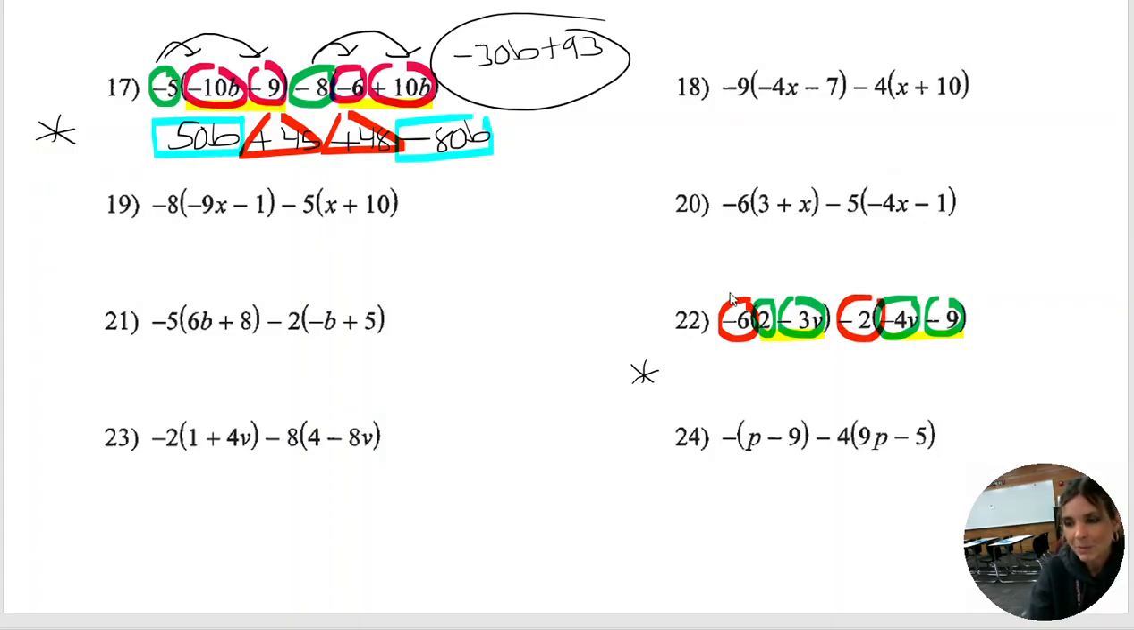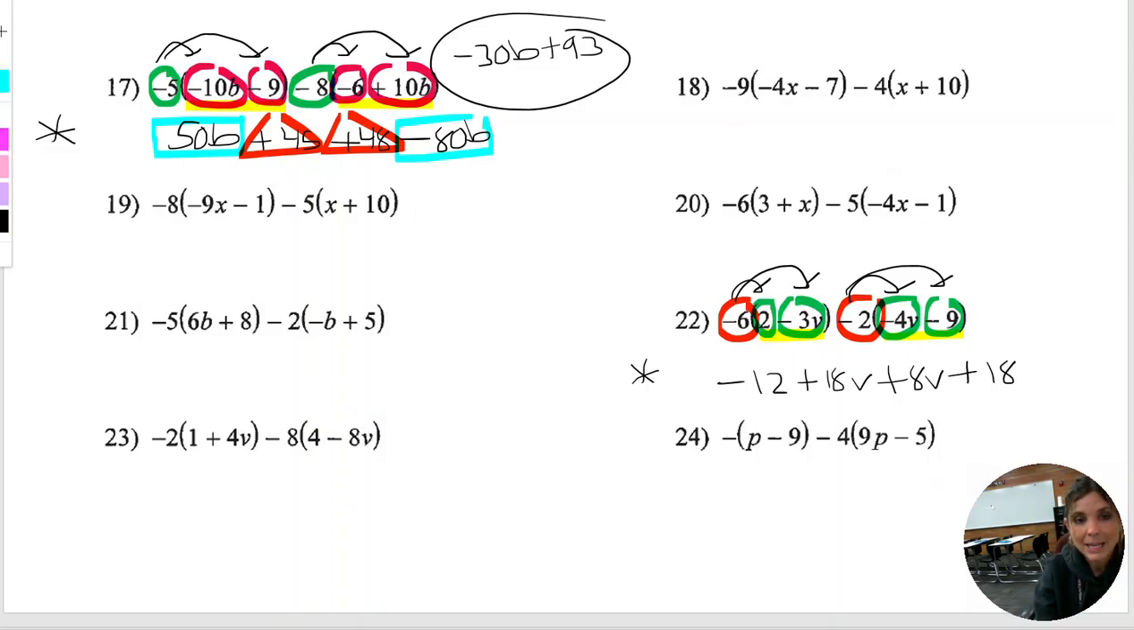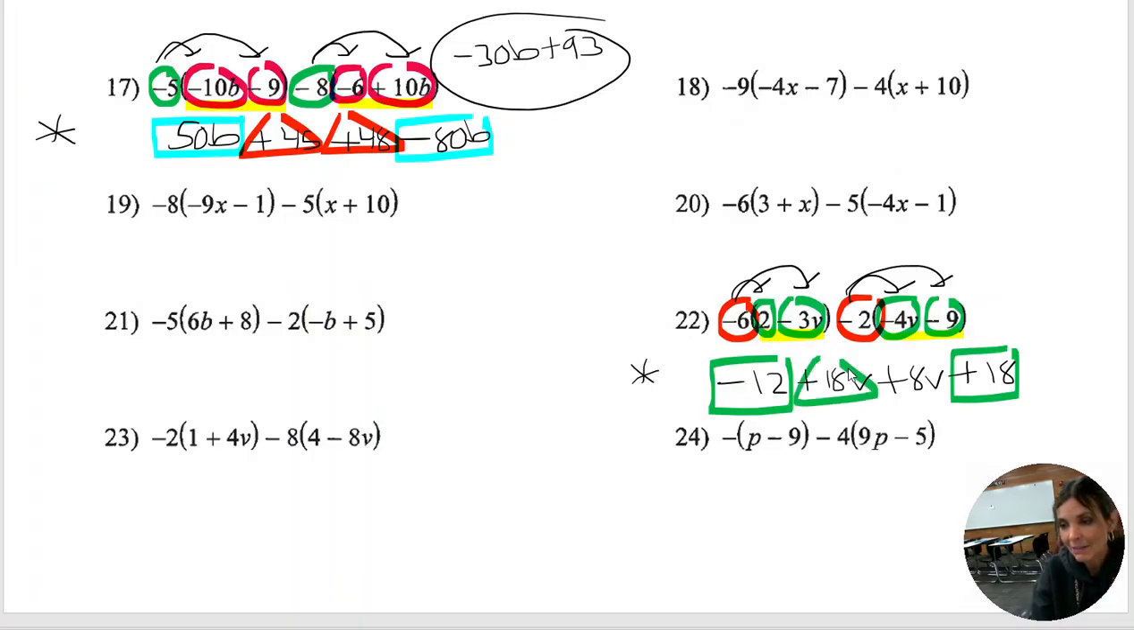So we're going to go ahead and distribute first. Negative 6 times 2, negative 6 times 3v is positive 18v. We need to do negative 2 times negative 4v, which is positive 8v, and then negative 2 times negative 9, which is positive 18. Okay, now we are going to combine our like terms. So the negative 12 is going to combine with the positive 18. Those are both constants.